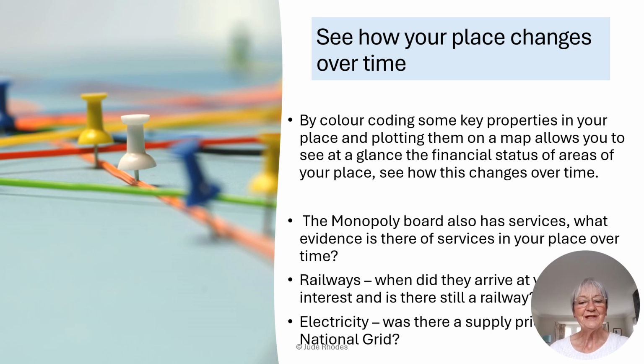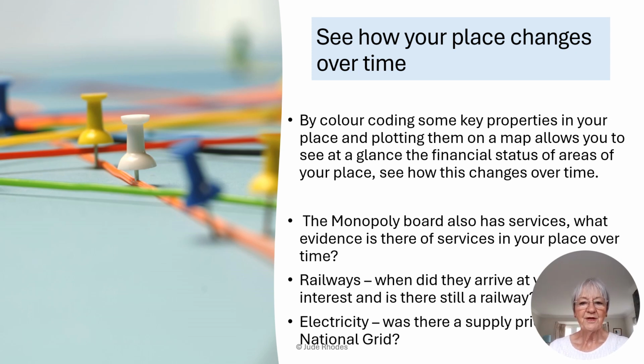So see how your place changes over time by colour coding some key properties in your place and plotting them on a map. Allows you to see at a glance the financial status of areas within your place and see how this changes over time. Use different maps, earlier maps, later maps, and you'll also see the growth of a place, or even where there's been slum clearance and different buildings in their place.